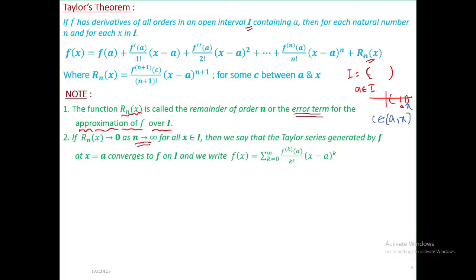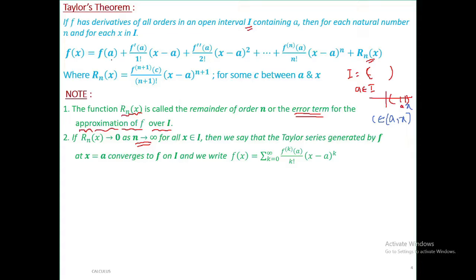See, if error is 0, then we will get the exact sum. So our intention is that. If as n tends to infinity, Rn(x) goes to 0 for all x in I, then we say that the Taylor series generated by f at x equal to a converges to f on I. That means a single function we have taken, f of x.